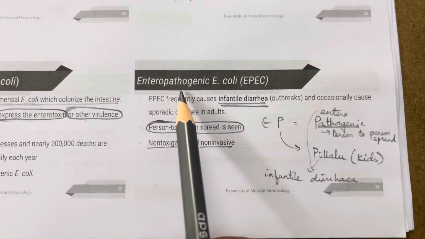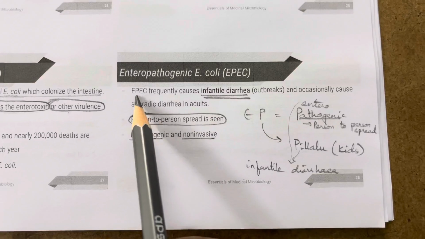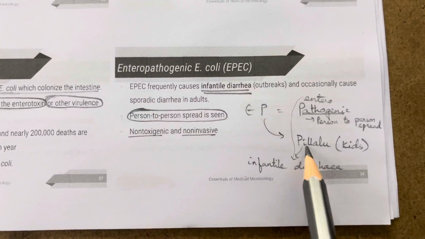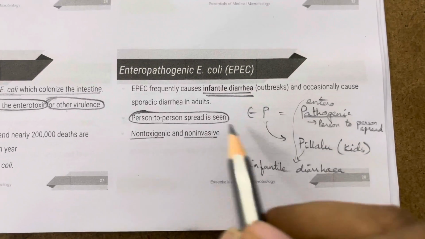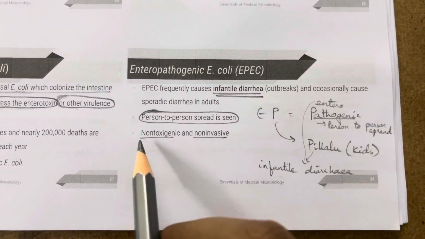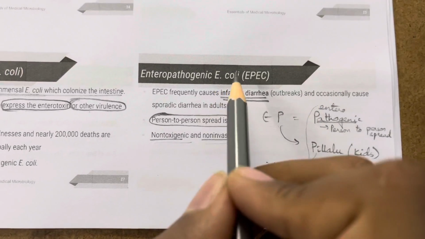So first, EPEC, enteropathogenic E. coli. So enteropathogenic, P for pediatric, remember kids, okay? So it causes infantile diarrhea, and person to person spread is seen. It is non-toxigenic, non-invasive. T and I is not there, right? So that is what it indicates.